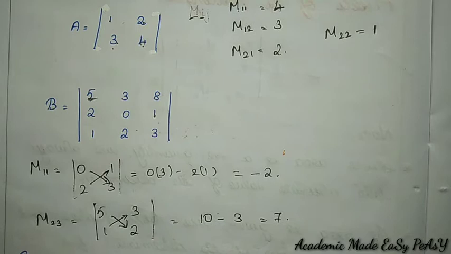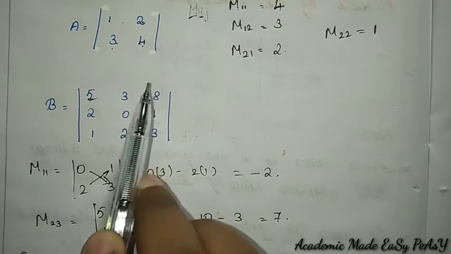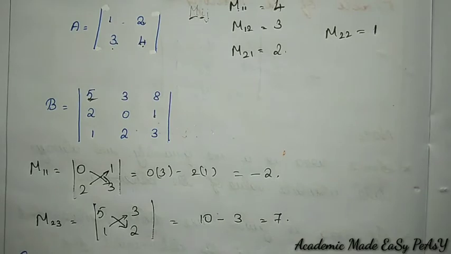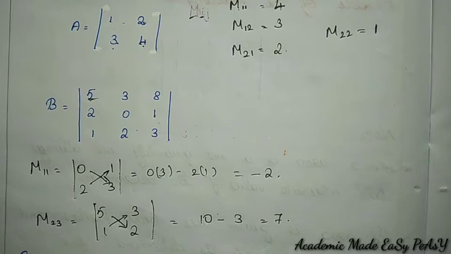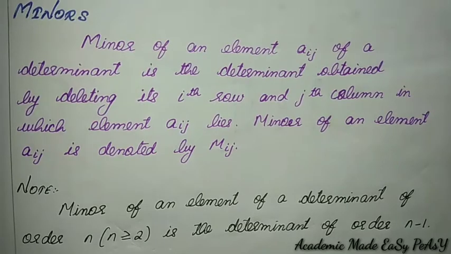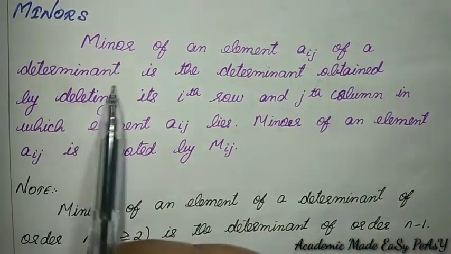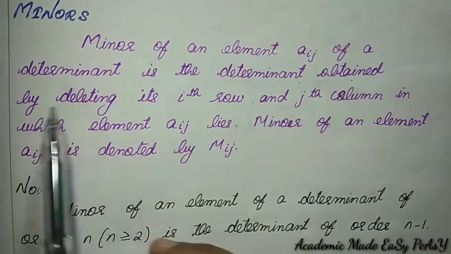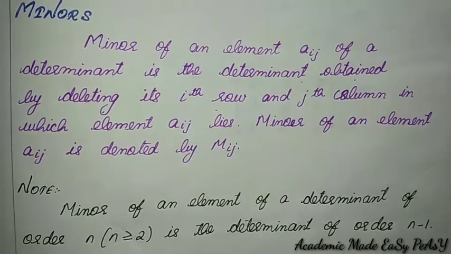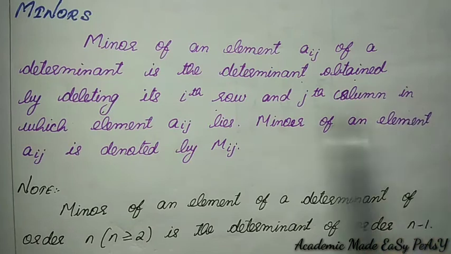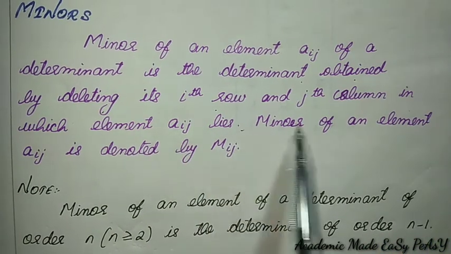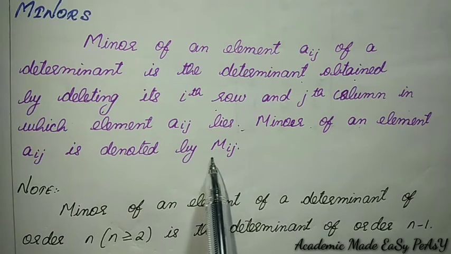That's it. So now did you understand? We will be hiding the column and row in which it is present, and then we will be taking the determinant or the element which is remaining. That is what the minor is. Now I will give you the definition. Minor of an element Aij of the determinant is the determinant obtained by deleting the ith row, I said no, that row and jth column in which element Aij lies. Minor of element Aij is denoted by Mij. I said no, we will be leaving out this column and row and we will be writing the remaining.